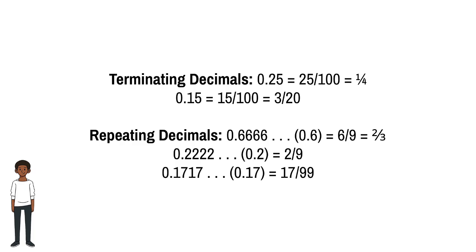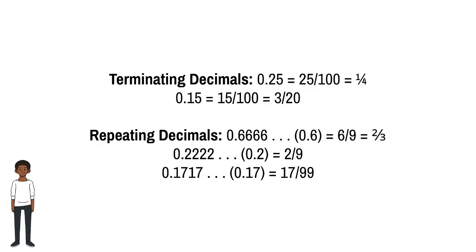Now what about decimal numbers? First, let's look at terminating decimals. Decimals that come to a definite end. For example, 0.25 is equal to 25 over 100, which reduces to 1 over 4, and 0.15 is 15 over 100, which reduces to 3 over 20. Since they convert into fractions of integers, all terminating decimals are rational.